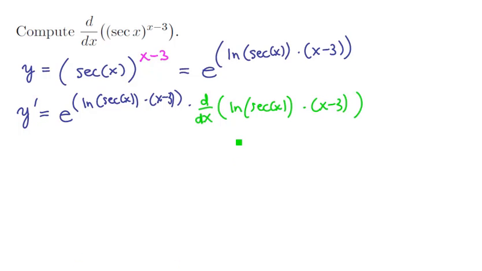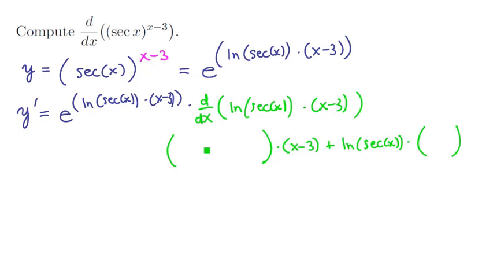Notice that this piece right here is a product of two functions, so we'll need the product rule. So the product rule says we differentiate the first term, but leave the second term untouched, x minus 3. Then we add the first term untouched, ln of secant of x, and multiply by the derivative of the second.